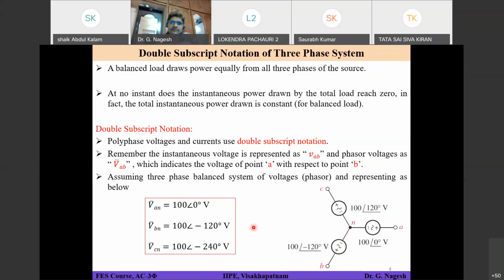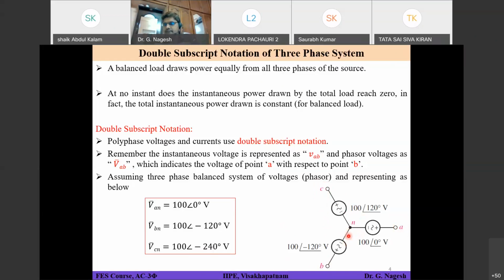Okay, and VCN, if you see, is minus 240, or you can also call it plus 120 degrees. Minus 240 and plus 120 are both the same. So if you consider plus 120, it should be ahead of your A phase voltage. So that's why VCN is represented at this point. This is the way a star connected source voltage is generally represented. I hope you are clear with this.